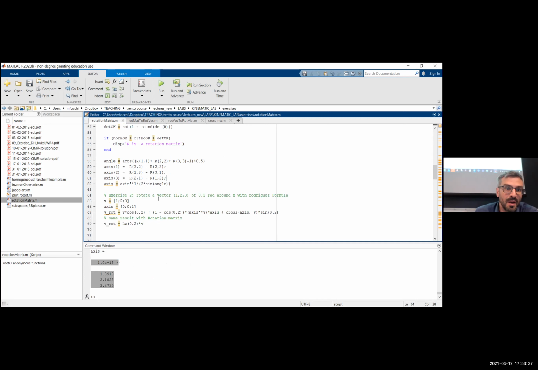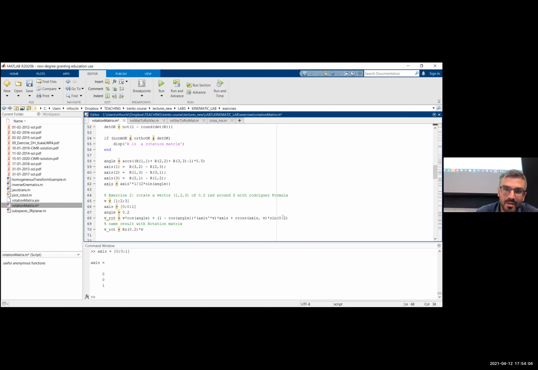The second exercise was to rotate a vector. So this is the original vector we want to rotate, and we want to apply a rotation in angle-axis representation, let's say around Z of angle 0.2, and we apply just the formula that we saw previously.